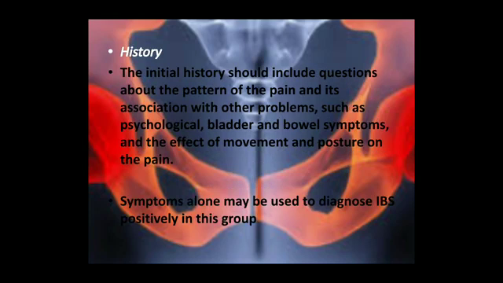Now, how would we take the history? The initial history should include questions about the pattern of the pain and its association with other problems such as psychological, bladder and bowel symptoms, and the effect of movement and posture on the pain. Now, symptoms alone may be used to diagnose IBS positively in this group.